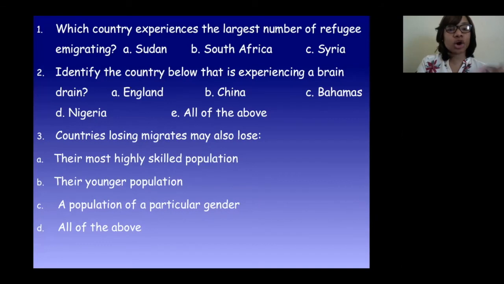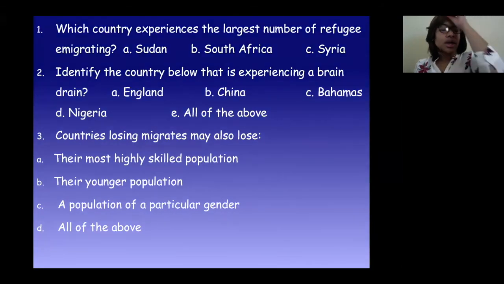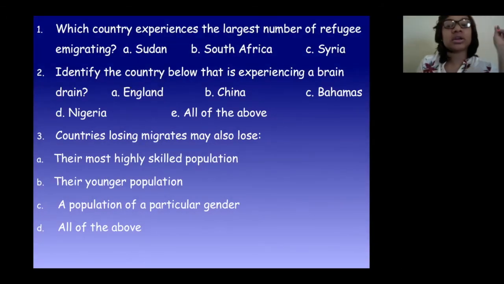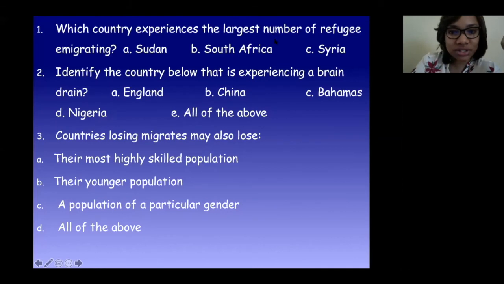So let's quickly go over a quick assignment, okay? Which country experiences the largest number of refugees emigrating? Leaving the country, that's what emigrating means, to leave the country. Which one of these countries is it? Sudan, South Africa, or Syria? Which one? A, B, or C? Let's go, guys. Let me see what your answers are. Someone said B. Two people said B. Okay, the answer is actually C. So Syria actually has the highest number of refugees, persons leaving the country.